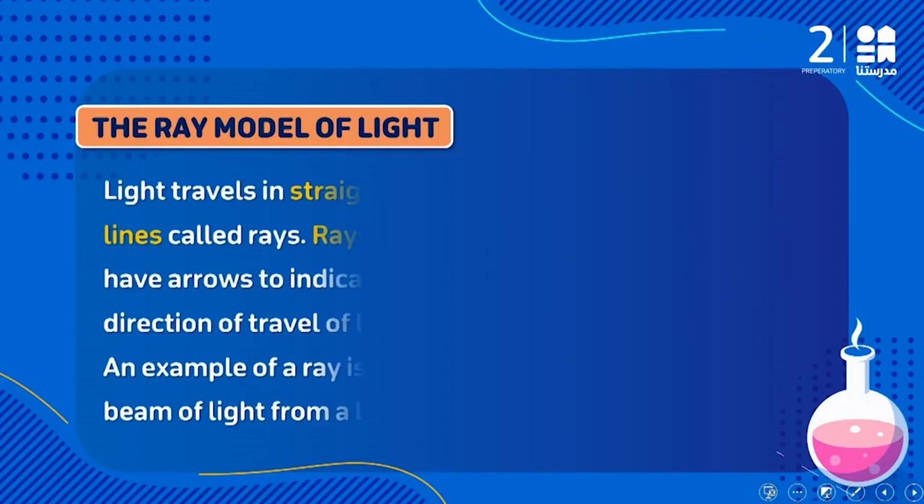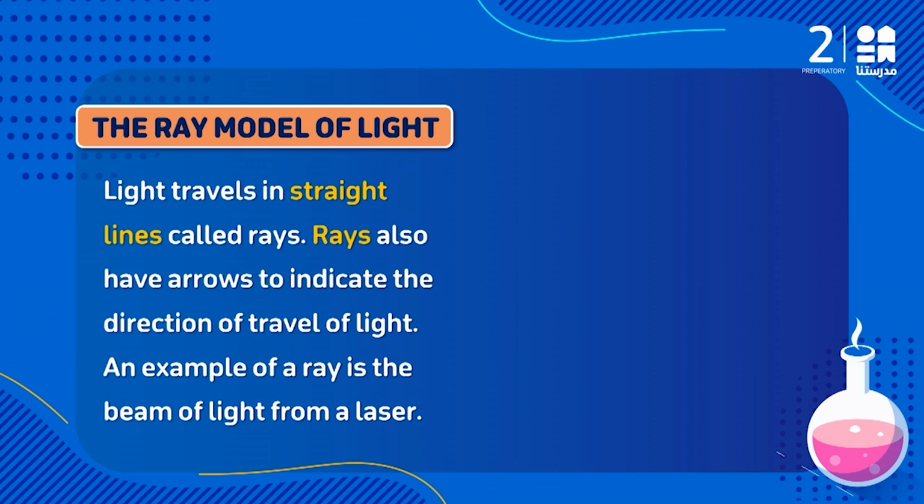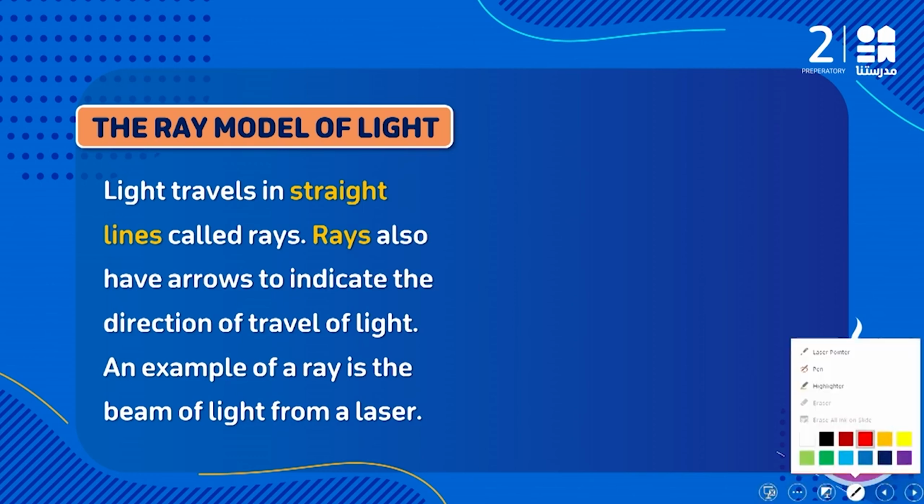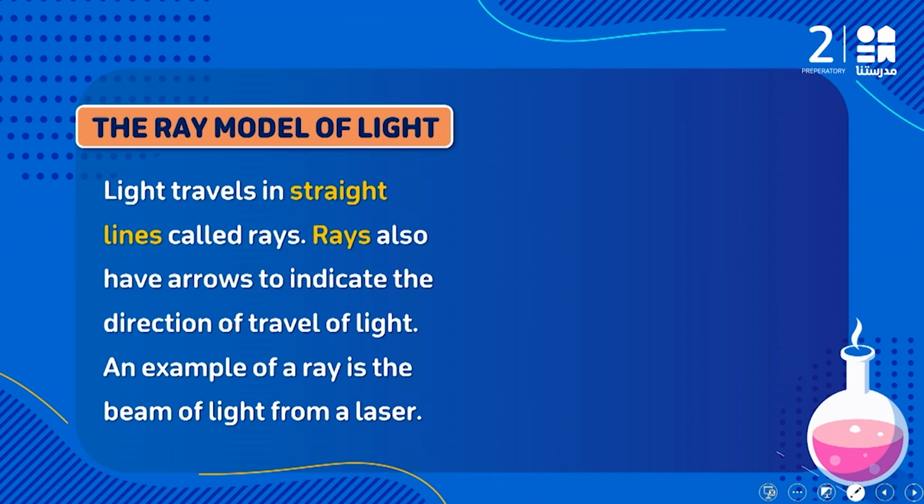At the beginning we said, or we have known already, that light travels in straight what? Lines. And they are called rays. So we are going to say light rays. When the light travels in the form of light rays, they are traveling in straight lines. The rays also have arrows to indicate the direction of travel of light. So when we try to draw light rays, we are going to use arrows, and these arrows represent the direction of light. Okay?